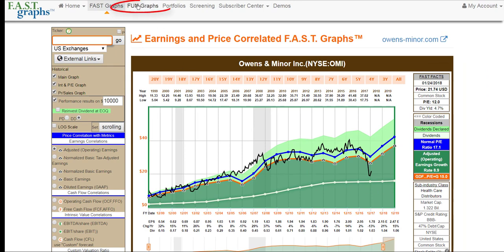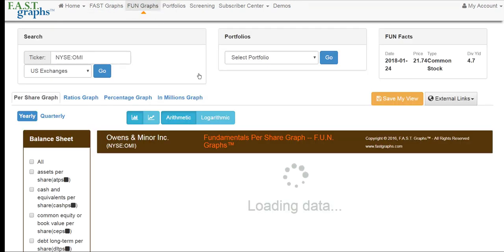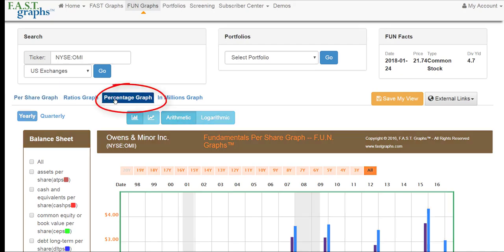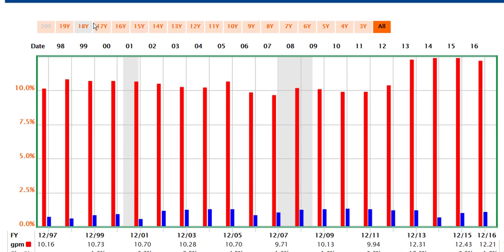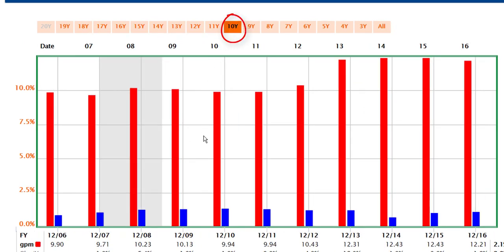So let's look a little deeper. Let's go into the financial underlying numbers. Let's look under the hood a little bit. Let's look for margin. Okay, this is gross and net profit margin. And I'm going to shorten the time frame for you so you can see it. Now what's happened is in the last 13, 14, 15, and 16, we had a nice surge in profit margin, gross margin, where the margin was around 10%, gross margin 9.7, 10.4. Then it jumped up to 12, and it's kind of stayed there through 2016.